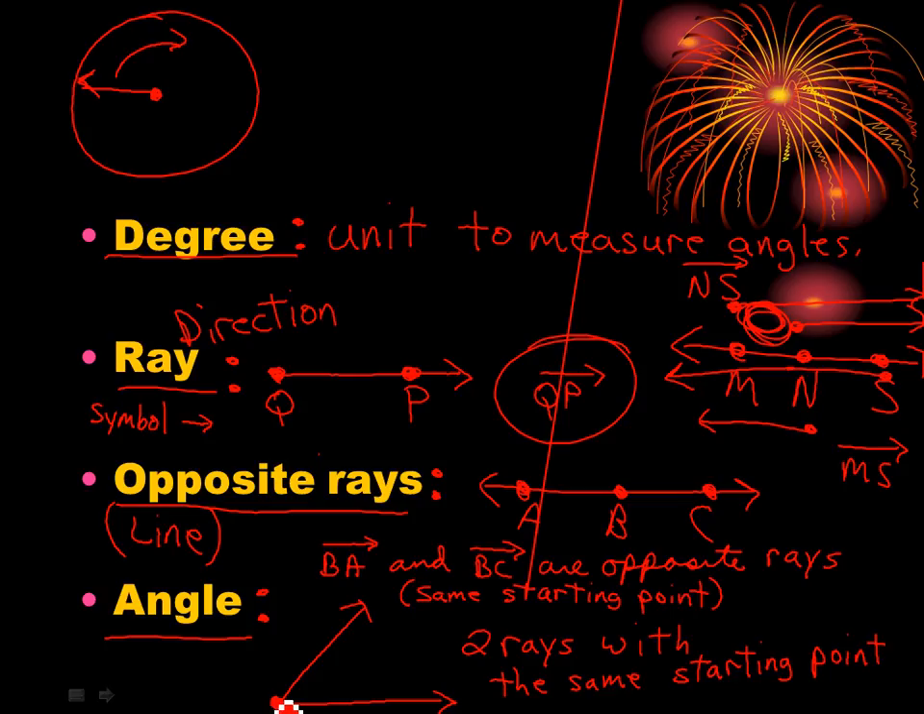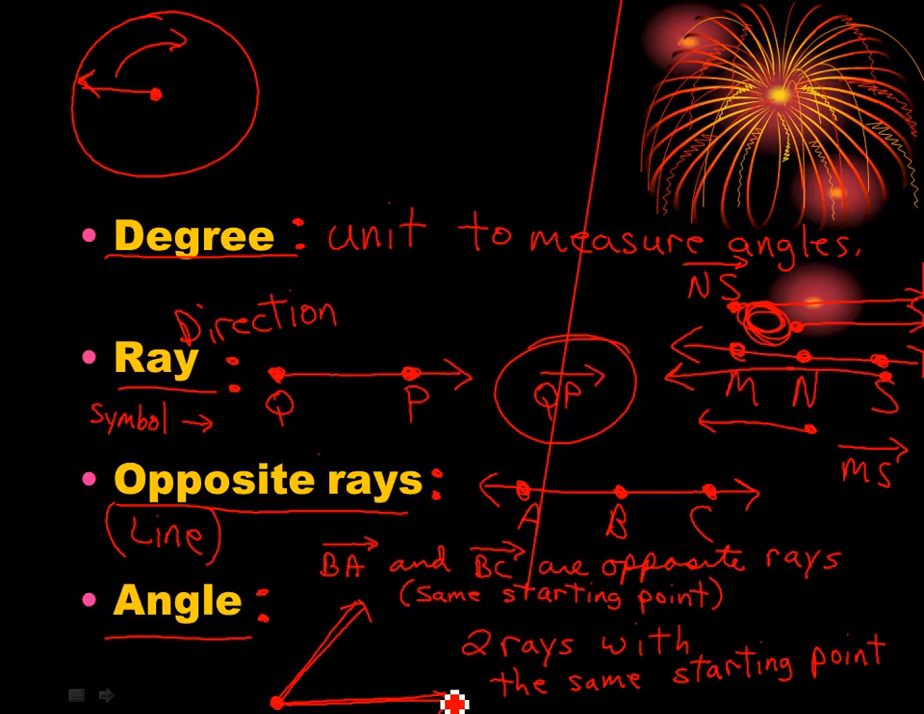Notice here you have your starting point. This ray goes out this direction. This ray goes out that direction. How about these two rays up here? Do they have the same starting point? So is this an angle? Yeah. It's a special kind of angle.